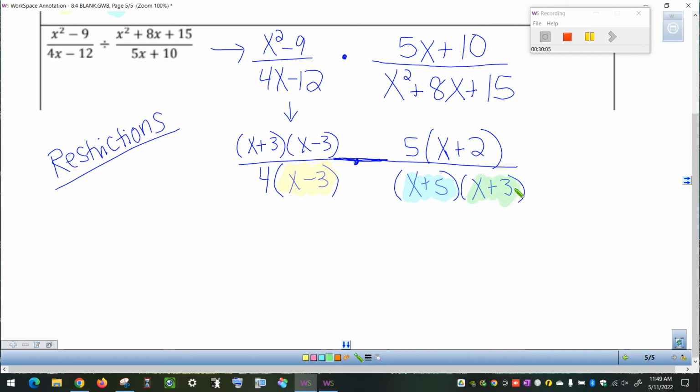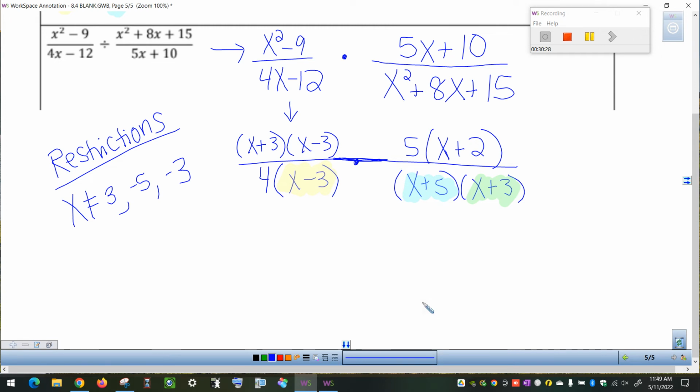So we're going to want to say that x cannot be the value that would make each of those quantities equal to 0. It's going to look like it's changing to the opposite sign of what we have in parentheses. So for the first one here, x cannot be positive 3. For the blue one, x cannot be negative 5. And for the green one over here, x cannot be negative 3.